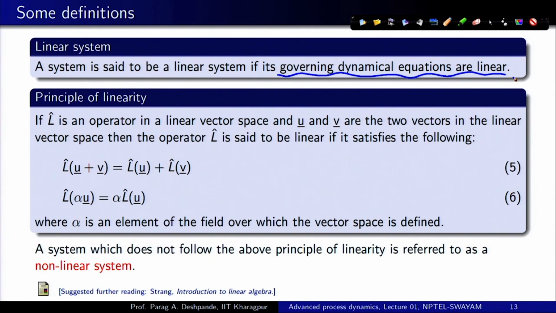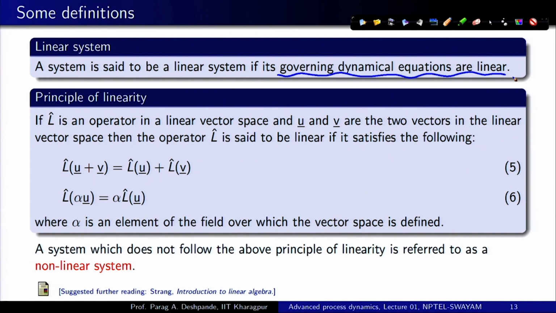So, we need to properly define the meaning of linearity. How do you say that the governing equations themselves are linear? According to the principle of linearity, the first thing you need to do is identify the corresponding operator for your equation. Our equations would be ordinary differential equations, and for every ODE, you will need to determine the corresponding operator, and if the corresponding operator is linear, then your system is linear.